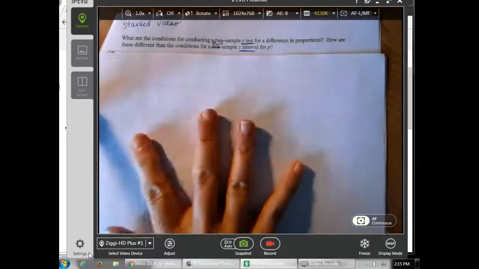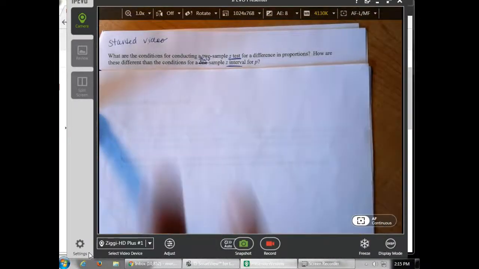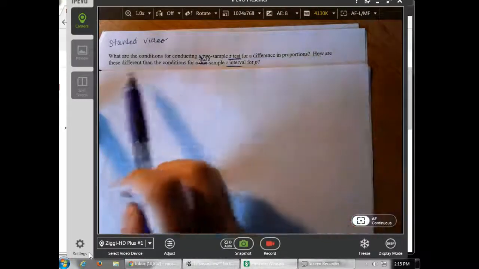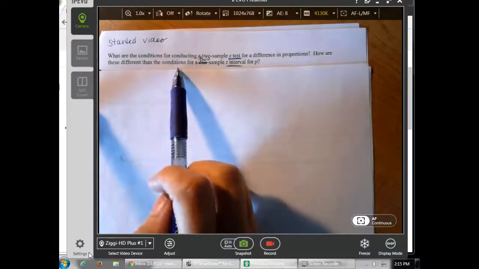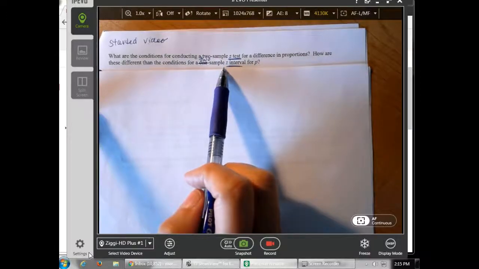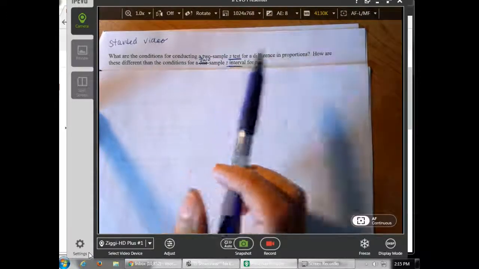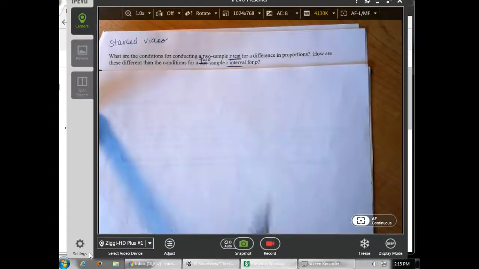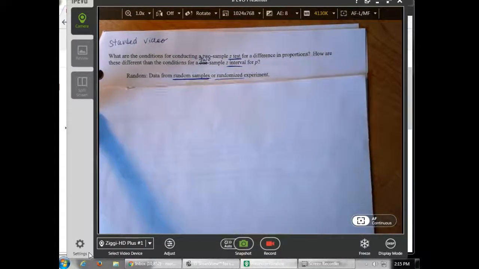So, what are the conditions for conducting a two-sample z-test for a difference in proportions, and how are these conditions different from the conditions for a two-sample z-interval for a difference in proportions? There was a typo right there that should say 2. So basically, we need to talk about the conditions.